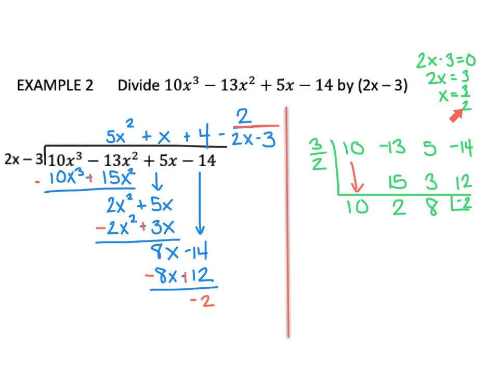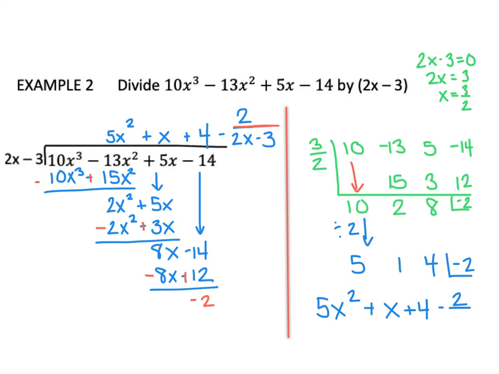So what did we do? We divided by 2. So that means we have to divide our depressed polynomial here by 2. So we've got to take each of these and divide them by 2. So it should be 5, 1, and 4, but don't touch your remainder of -2. So my correct answer is 5x squared plus x plus 4 minus 2 over 2x minus 3.